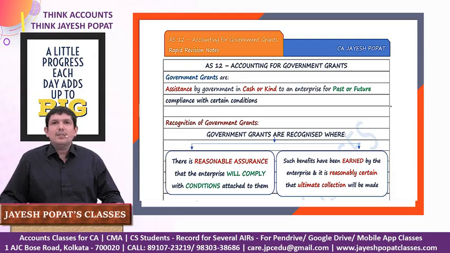Right guys, let us start with revision of Accounting Standard 12, accounting for government grants. First we'll cover the contents of the standard and then we'll discuss some very important practical questions. So let's begin. Accounting Standard 12, accounting for government grants.